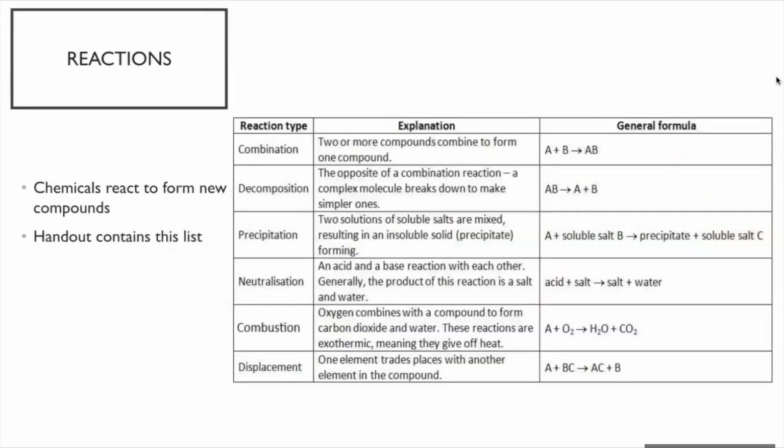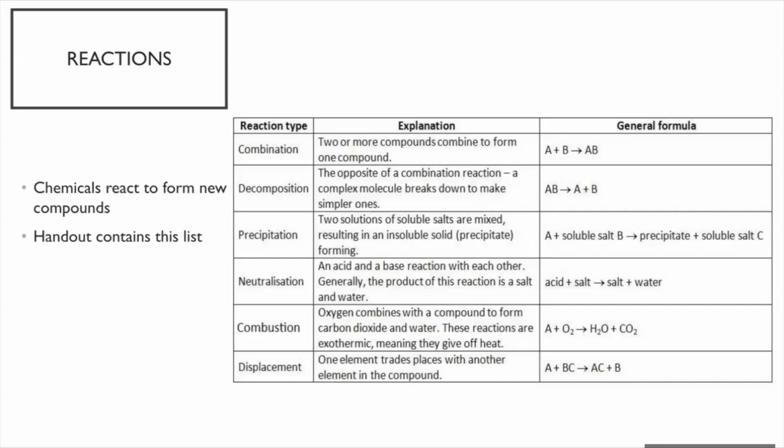So there are different types of reactions in chemistry. Chemicals react to form new compounds. So this chart shows us our kinds of reactions, what they are and what they mean, and then their general formula. So a combination reaction is when two or more compounds combine to form one compound. The general formula can look like A plus B yields, because the arrow means yields, AB.